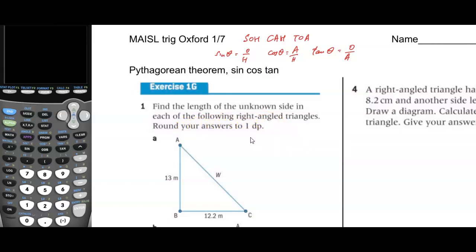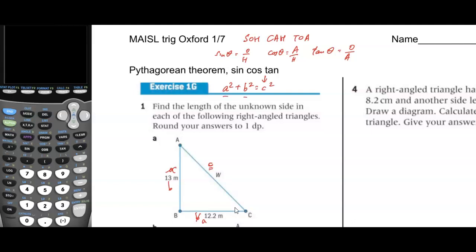We're going to be using Pythagorean's theorem, which is a squared plus b squared equals c squared, where c is the hypotenuse. Find the length of the unknown side. So let's look at this first one. Since the hypotenuse is c, w is going to be c. It doesn't really matter if you make this a and this b, or this b and this a, because the only thing that really matters is the hypotenuse is c. So let's just do it like this: 12.2 is going to be a, 13 is going to be b.